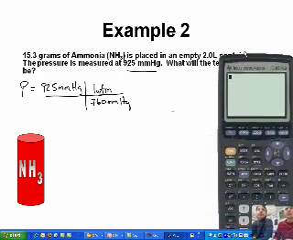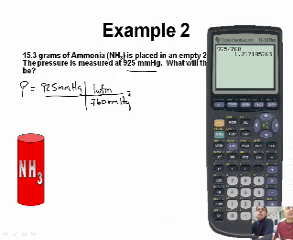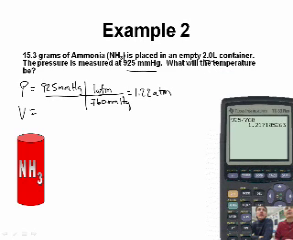Let's get our calculator out. 925 divided by 760 gives me 1.22. So we've got 1.22 atmospheres. V equals 2 liters, and that's the unit we're happy with. PV equals nRT, so n is next. We don't have n, but we have grams.